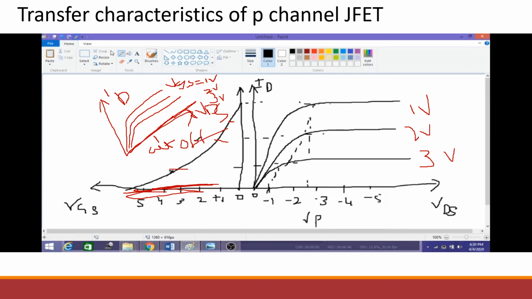So when we join all these points, we get an exponential graph. This is the behavior of the transfer characteristics of p-channel JFET. So from that we have concluded the p-channel JFET VA characteristics. Thank you very much, sir.